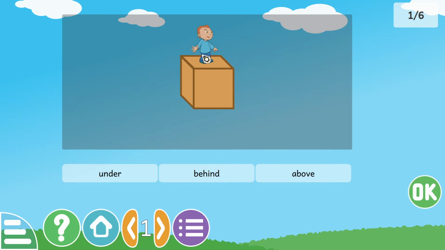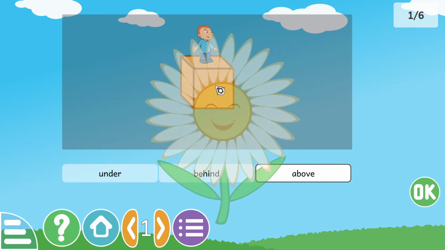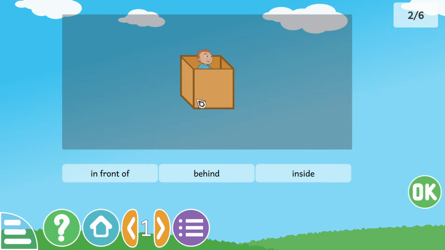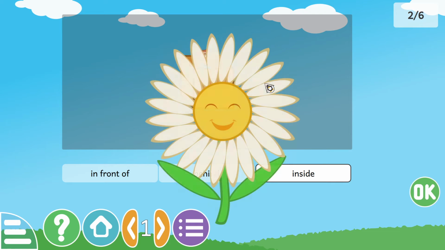Now the child is standing above the box. We can see all of them and only part of the box. Looks like the lid's been removed and people can now crawl inside of it. So they're not in front of it, otherwise they'd be here. They're not behind it, otherwise we'd only see part of it. And now they're inside of it.